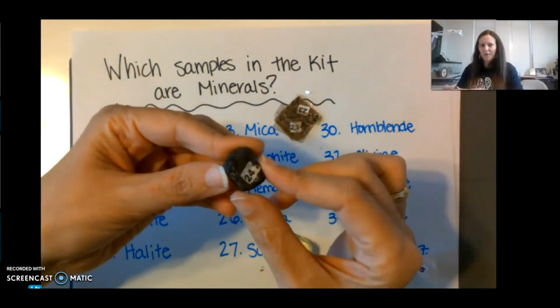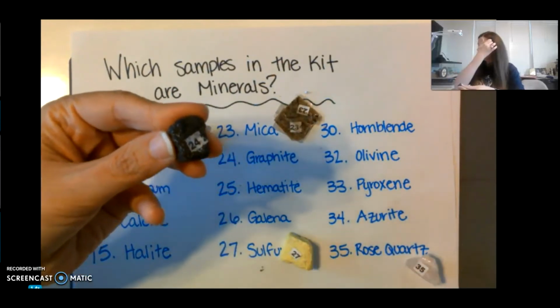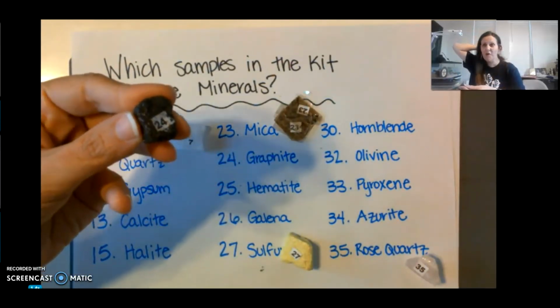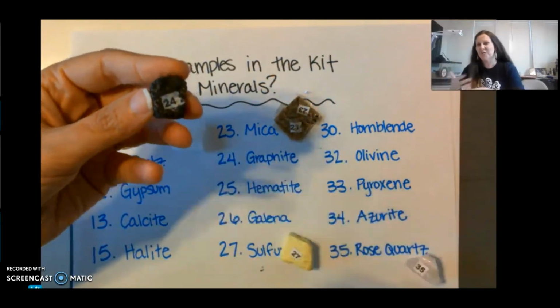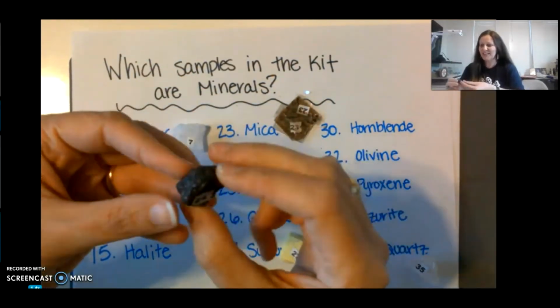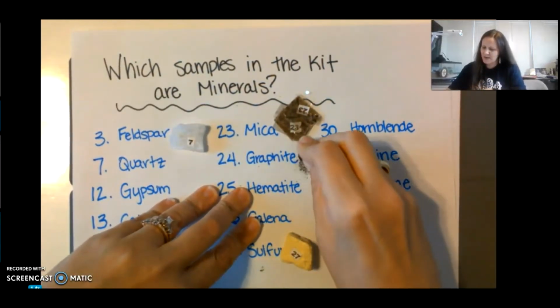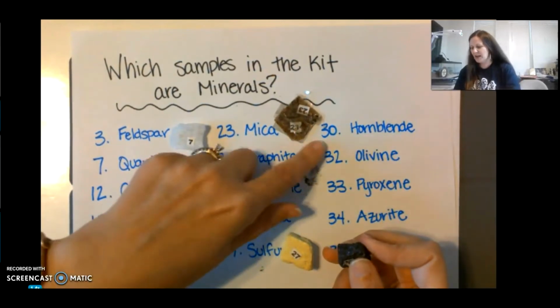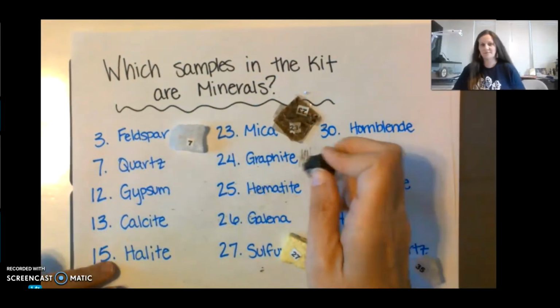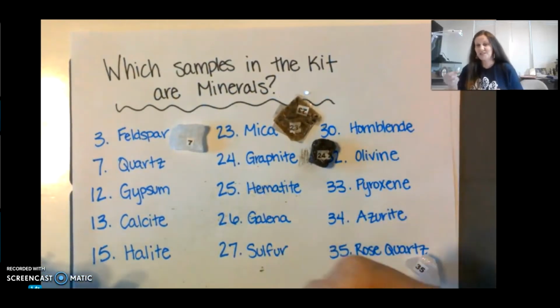Graphite is number 24, and this is what is used in your pencils. So a lot of times people say, oh, I need more lead in my pencil. No, we're not using lead. You actually have this mineral. You have graphite. And if you take it, you actually can rub it on your paper and it should make a mark. See?